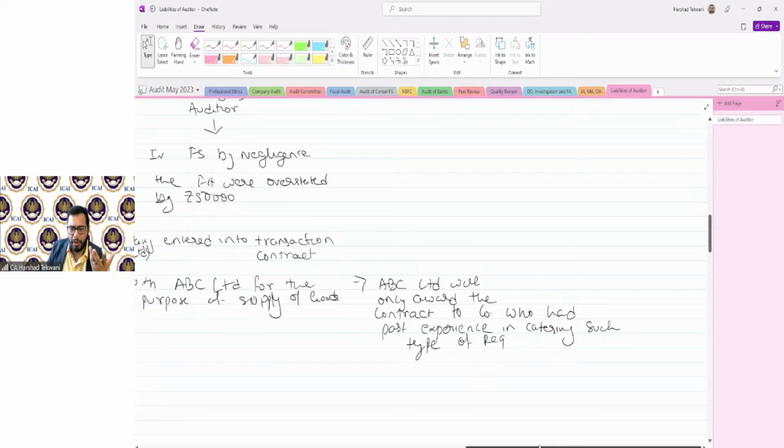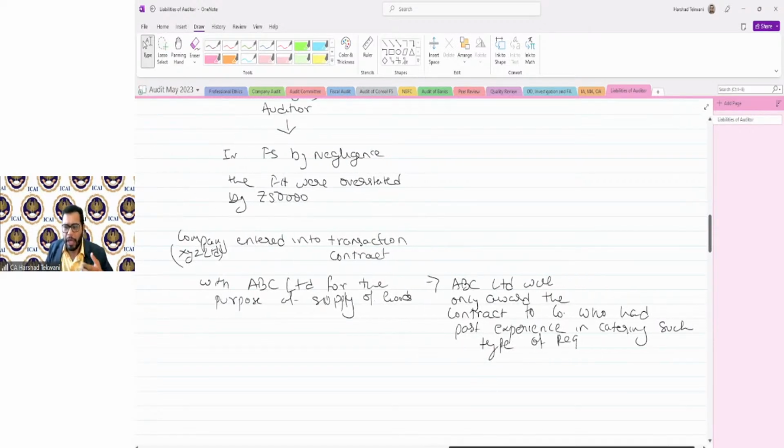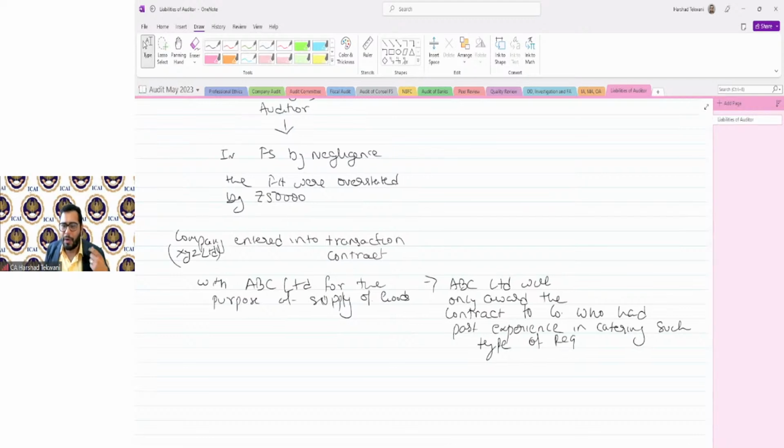Okay. Like, ABC Limited said, okay, if this is the requirement, then only ABC company will give the contract of procuring goods to any other company. So ABC Limited will only procure the goods from a company who has past experience for supply of these goods. So XYZ company got the contract, and they were supposed to supply the goods. Now XYZ Limited was not able to supply because of some reason.